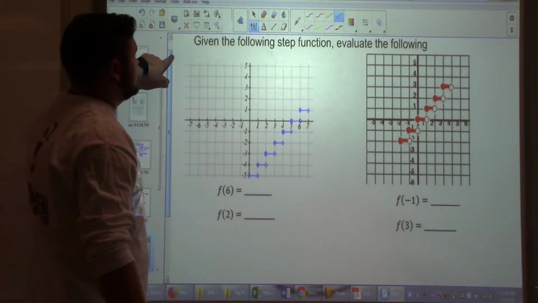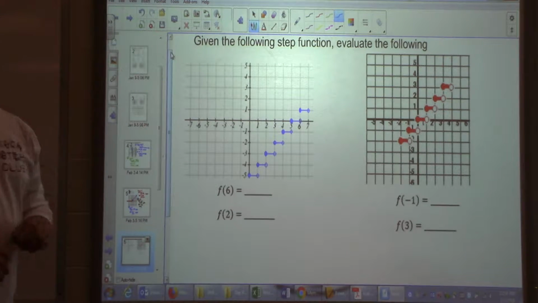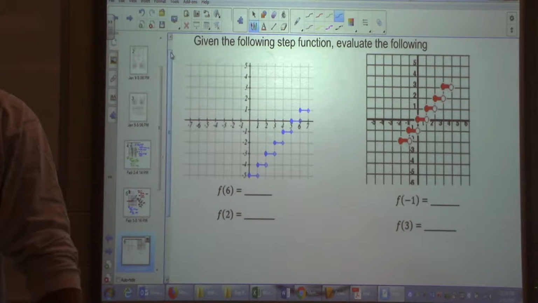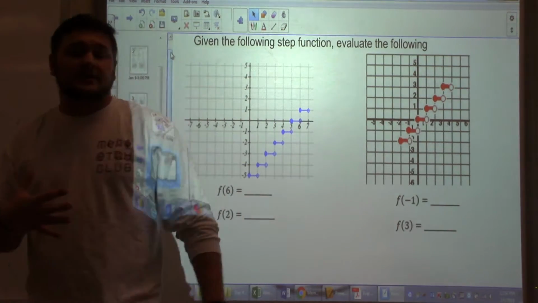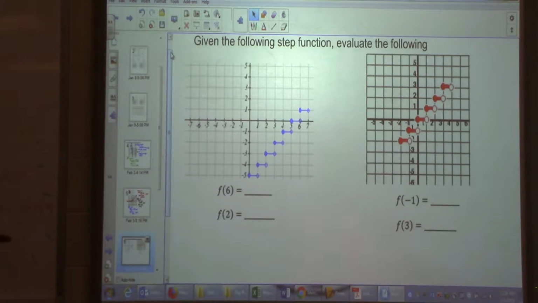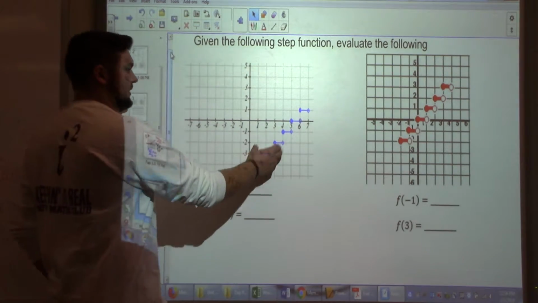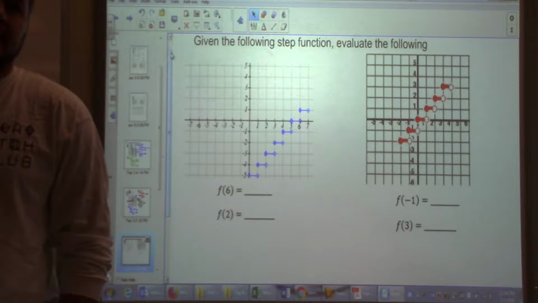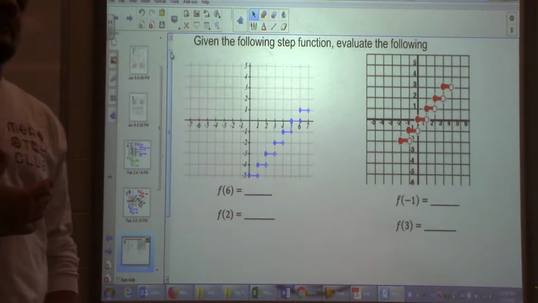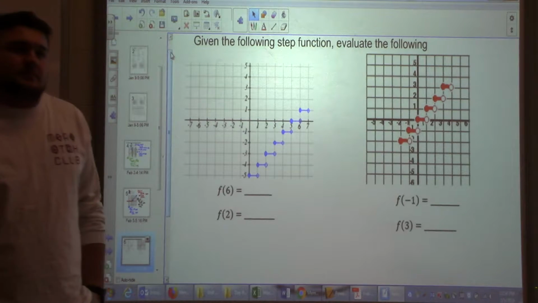Next. Given the following step function, evaluate the following. So, we've not talked a whole lot about step functions, I don't think, yet. But step functions are just like a piecewise function. There's different parts to them. They look like steps, right? That's why they call it a step function. Right? So we're going to try and evaluate them because, who knows, it might show up soon.